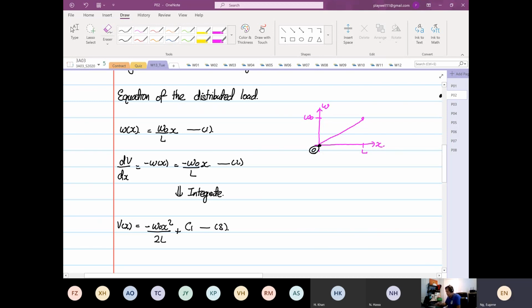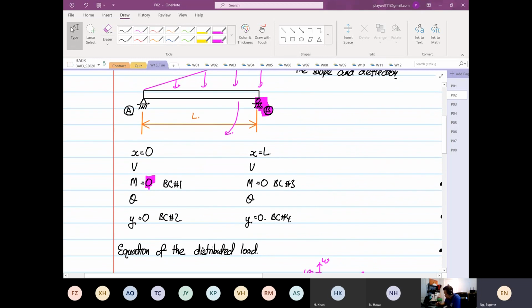So from here, can we solve for C1? No, because we don't know our boundary condition for V when x is equal to 0. We also don't know our boundary condition when x is equal to L. Okay, we did not determine that. To determine it is easy, you just do your static analysis. But we did not do that for this case.